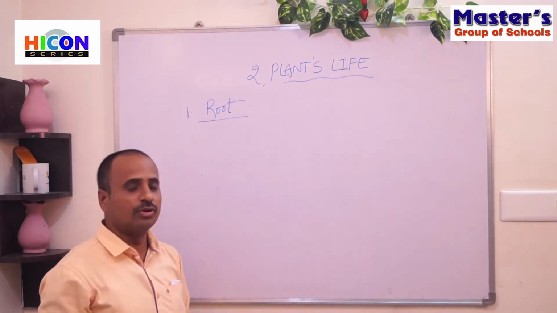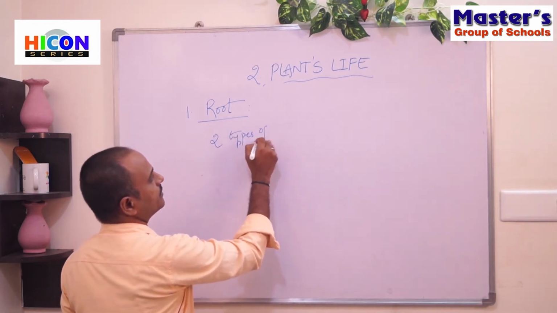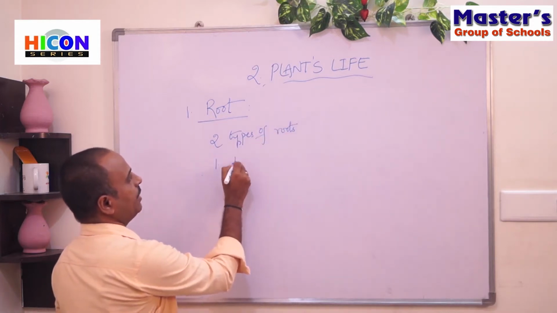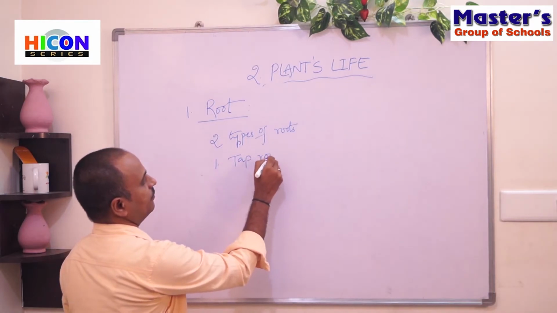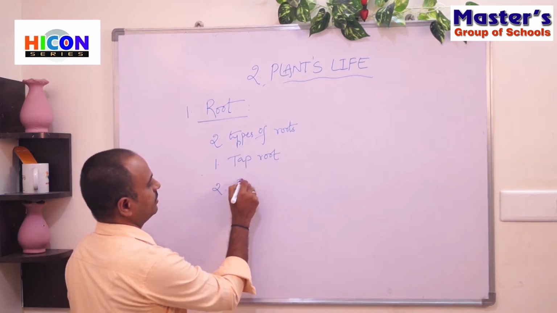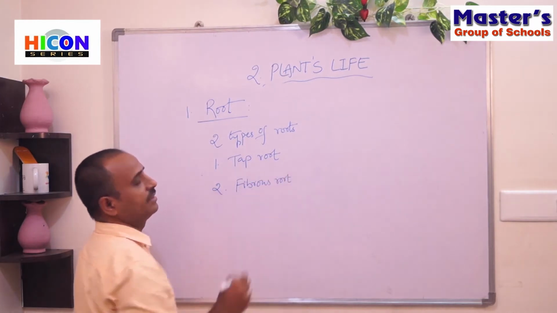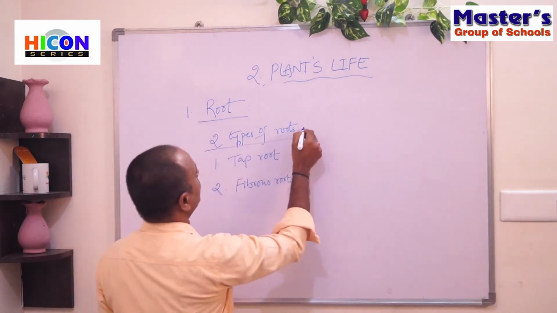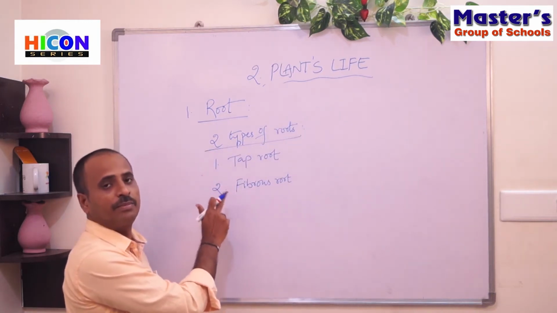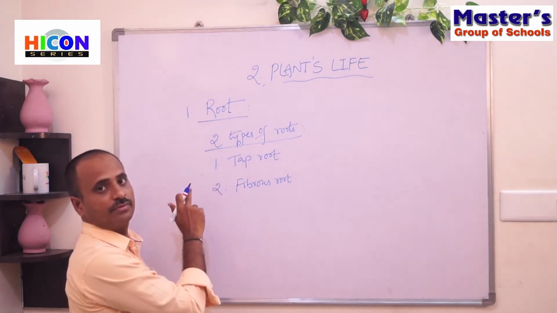So generally there are two types of roots. The first one is taproot, and the second type of root is fibrous root. So children, these are the two types of roots. The first one is taproot and the second one is fibrous root. Let us discuss in detail about each type of root.